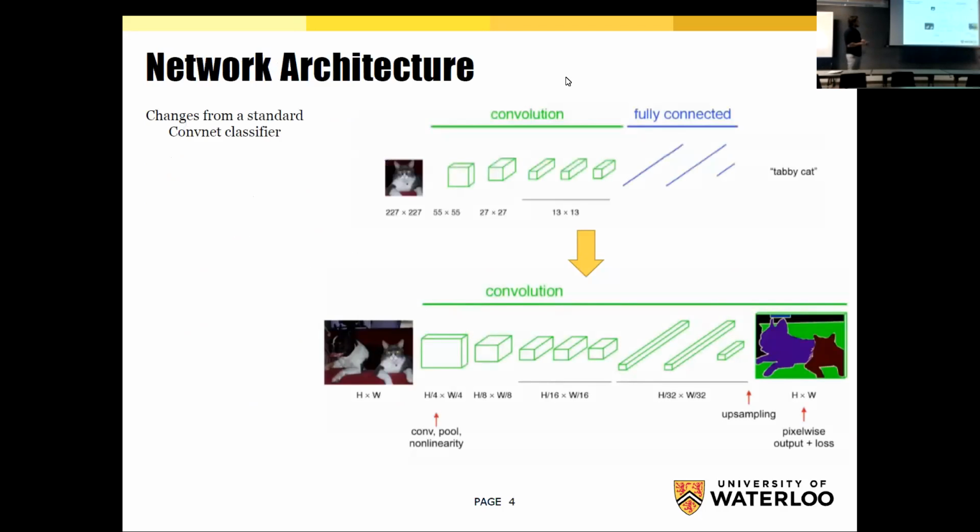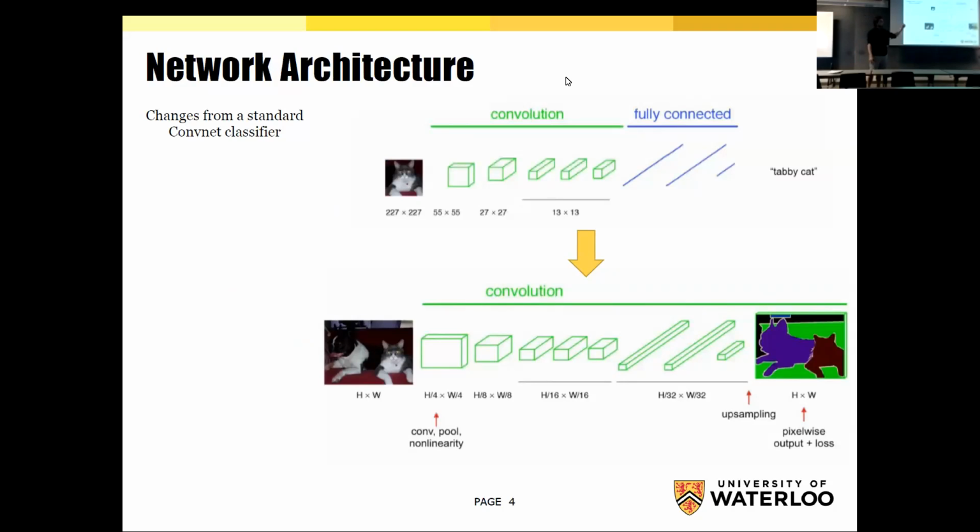Here's the network. On the top is just a traditional classifier. We'll get into specific ones later, but for now it's just a generic classification network. We have convolution layers, some pooling layers, and some fully connected layers at the end. It takes in an input of a fixed size and outputs the label.